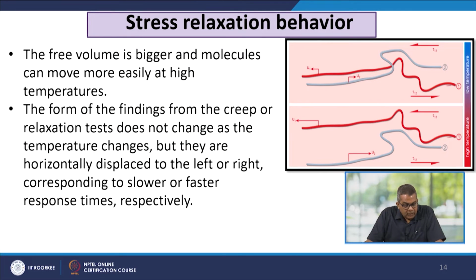So, the form of the findings from creep or relaxation, like here you see, does not change as the temperature changes, but they are horizontally displaced to the left or right, corresponding to a slower or faster response time.